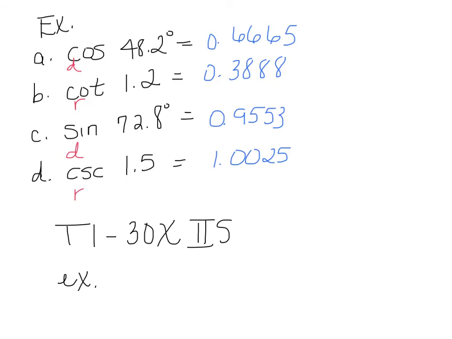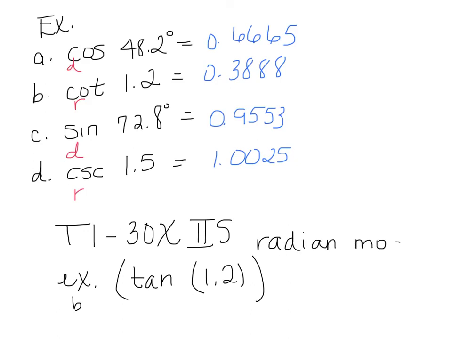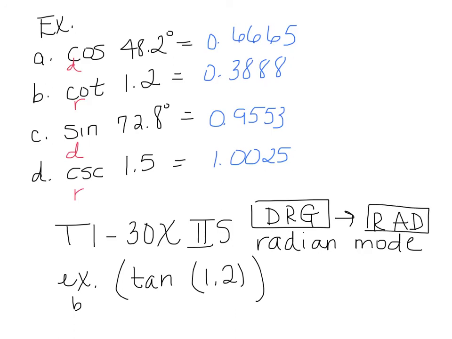So for example, if you had to do cotangent, you would do double parentheses tangent. I'm doing example B. 1.2. Oh, make sure you're in radians mode. So you would actually press the DRG and then cursor over to make sure you're in RAD mode. You could just hit enter and it'll put it.